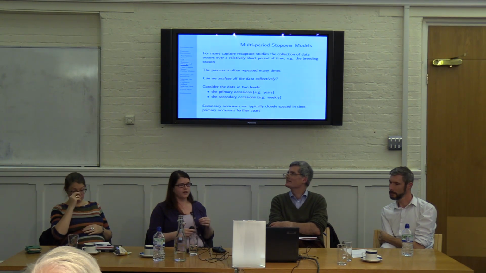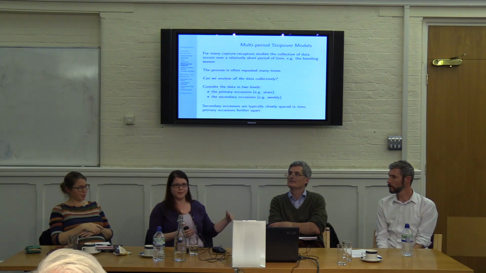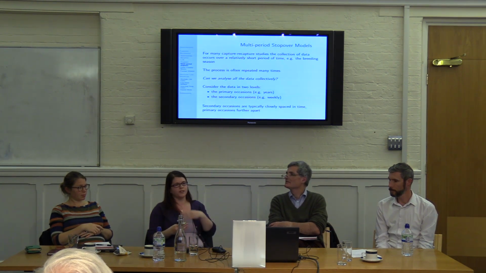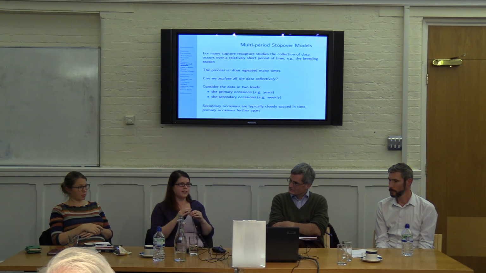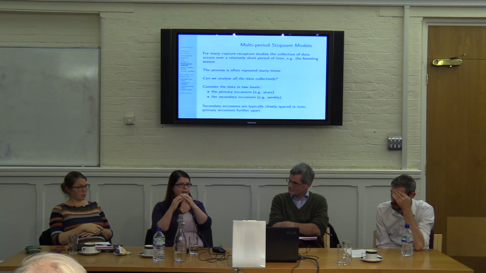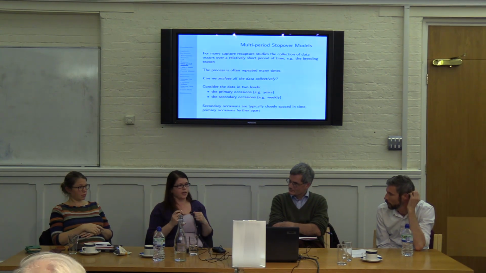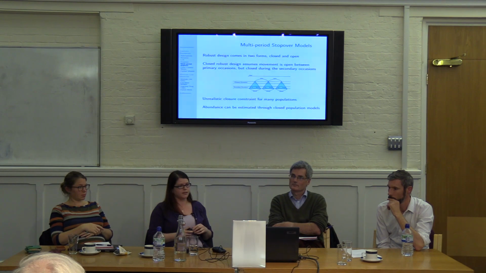So we wondered, is that not cutting things out? Why aren't we analysing everything collectively? Surely there's information to be had in the trends over the years within the population. So to do this, we think of the data in two levels. We have primary occasions, so that's the large overarching one, so we consider that as, for example, the year. But within those primary periods, you have lots of secondary capture occasions, so those might be the weekly events that you're going out capturing. Typically, the secondary occasions are much closer in time, and your primary occasions are the ones that are much further apart, so there's a space between your sets of secondary occasions.